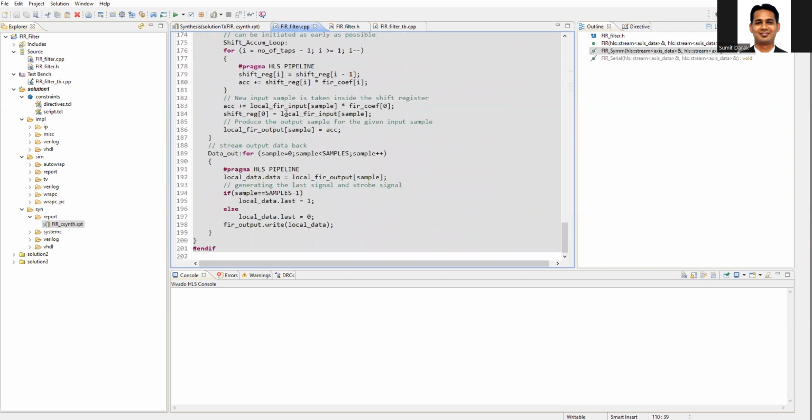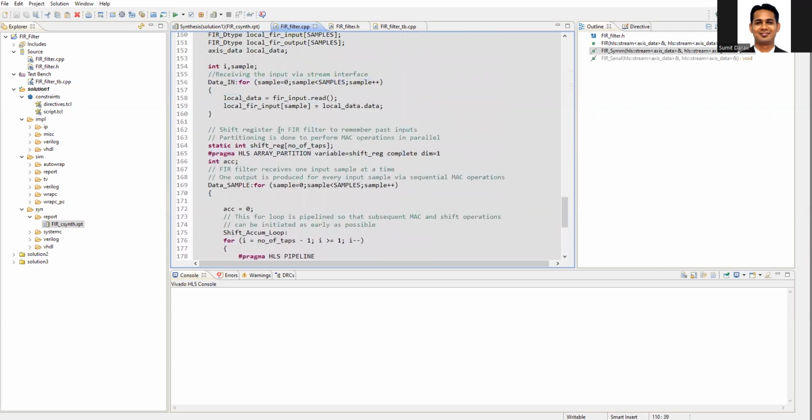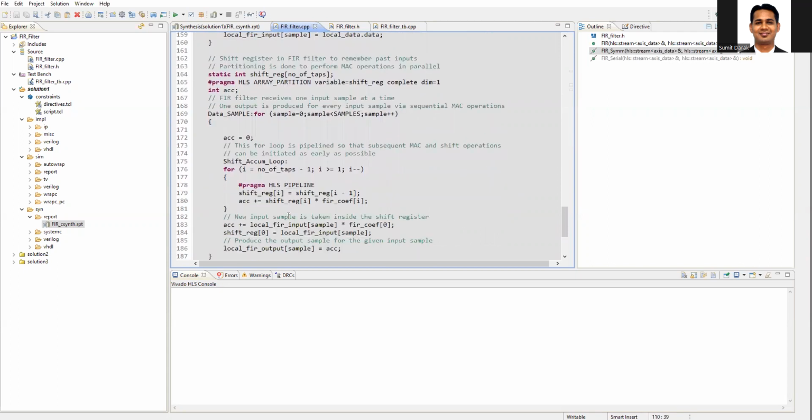You need to understand that you can't do the partitioning blindly. You need to understand the logic and the architecture to know which part should be partitioned and which part should not be partitioned. And the code will work even if you partition the local FIR input as well as local FIR output, but you will not see any gain in the execution time. Only your resource utilization will significantly increase.